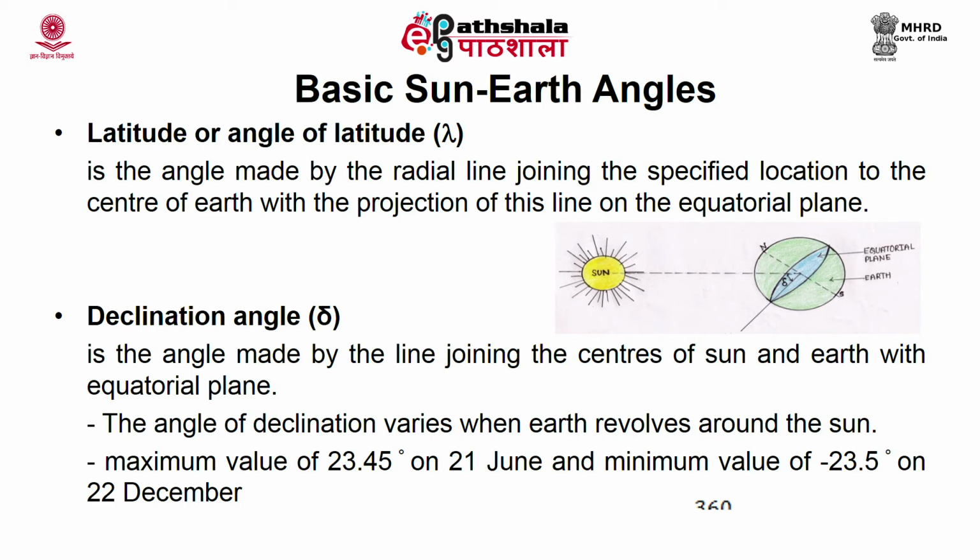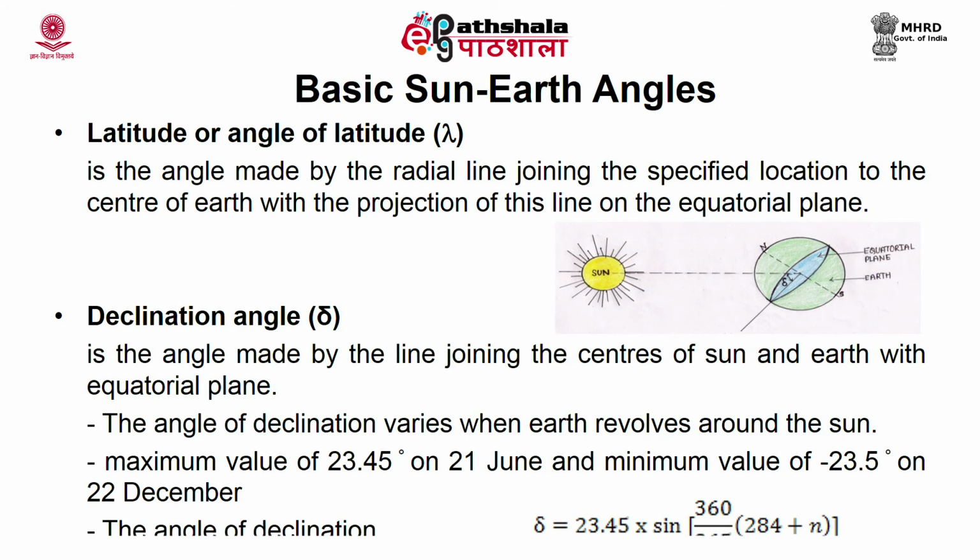The angle of declination is taken positive when it is measured above the equatorial plane in the northern hemisphere, and it is given by delta equals 23.45 multiplied by sine of 360 by 365 into (284 plus n), where n is the number of days from the 1st January. So, this is the declination angle. This angle is made by the line joining the centers of sun and earth with the equatorial plane.